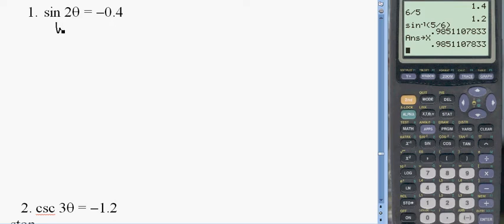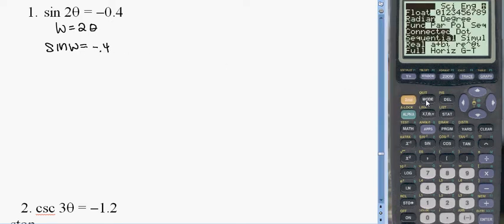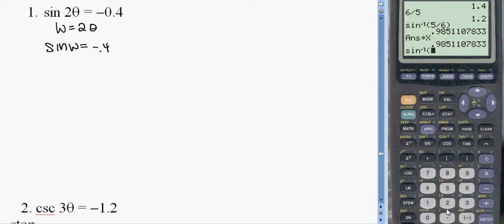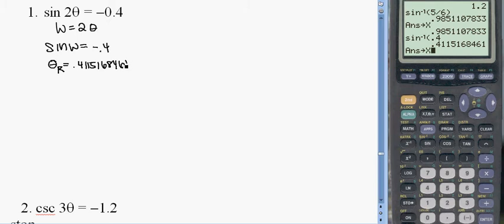So the way I handle this is I let w equal 2 theta, because I'll deal with 2 theta later. So I have the sine of w is equal to negative 0.4. The first thing I do is find when sine equals 0.4. By the way, I'm in radian mode all the time here. So the inverse sine of 0.4, I'm going to store that as x. So my reference angle is 0.41151684661.